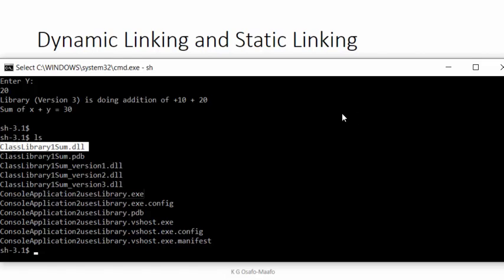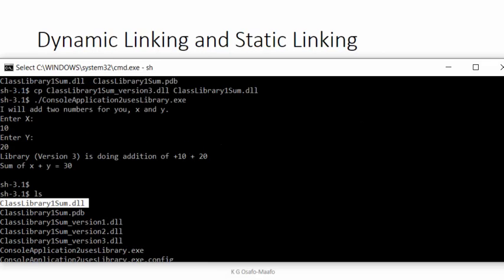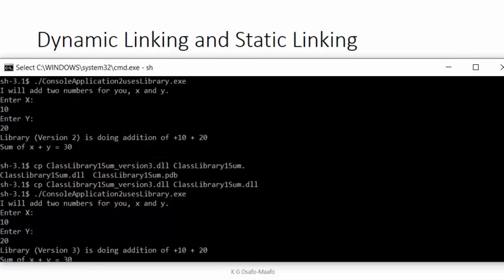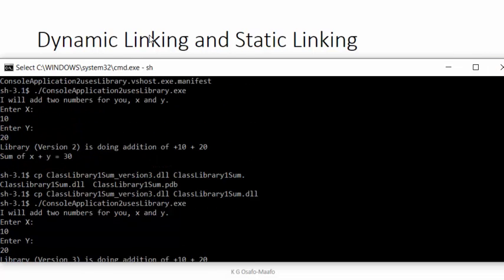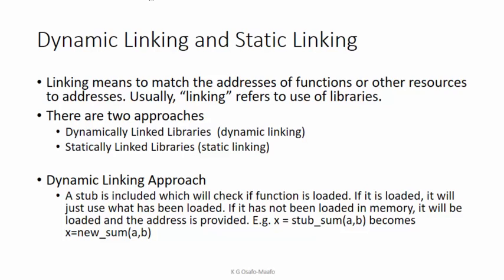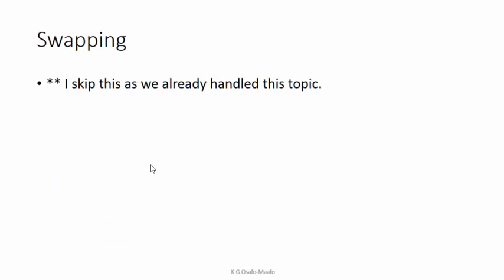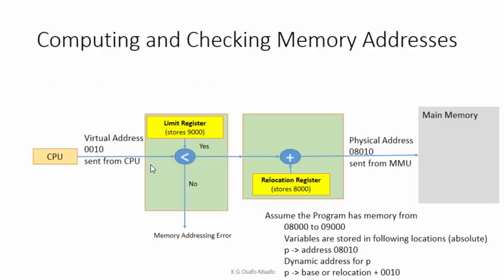And that's why in one case it says library version 1 is doing addition, and in another case it says library version 2, library version 3. So that's the idea of this dynamic linking. As the program is running, it will figure out, do I have the function? If it doesn't, it pulls it and executes it. I'll talk about swapping, but I think I've done a lot of talk about swapping, so I'm going to skip the swapping talk.